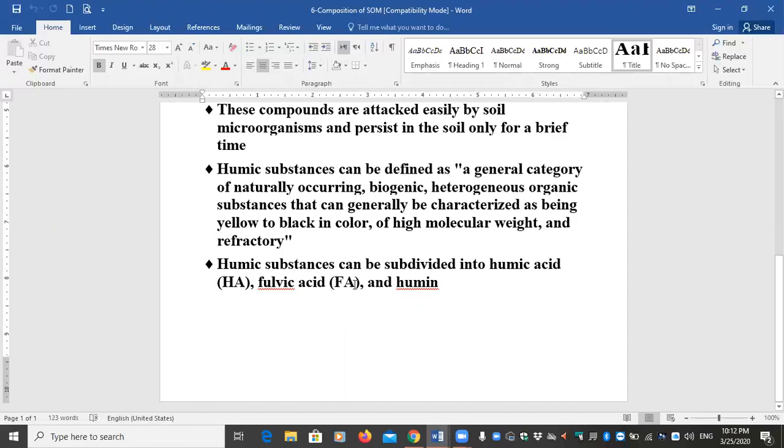Fulvic acid. We abbreviate them HA, FA only after you say it. But if you put FA to somebody who doesn't know about soil chemistry or soil organic matter, he wouldn't understand what you're talking about. So after we write any term, like here we say fulvic acid, then we can say FA. Humic acid, we write now in our slides or in your chapter when you read, they will talk about HA and FA after they have told you what it means. And then humin.